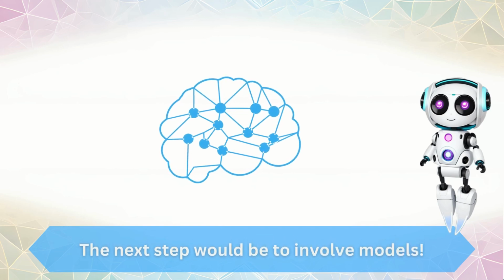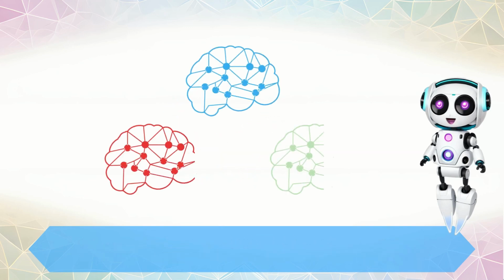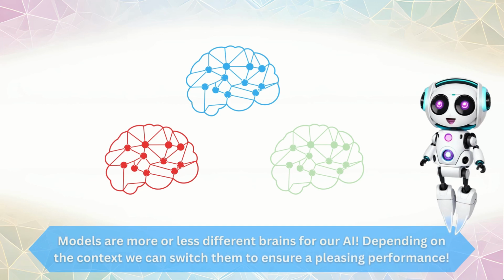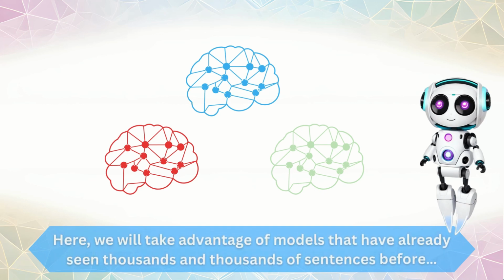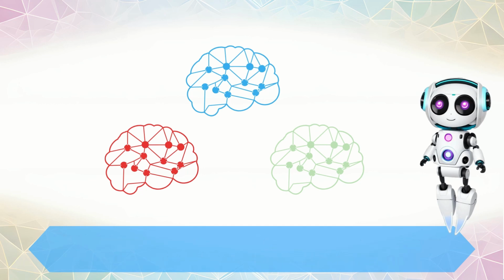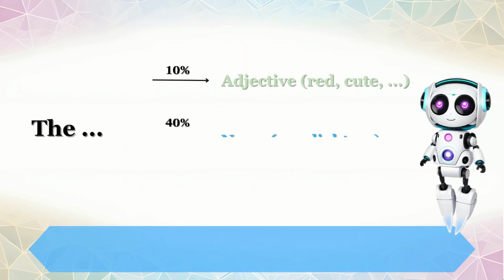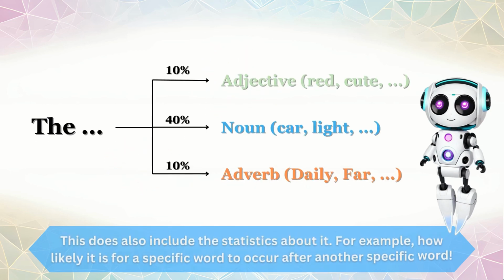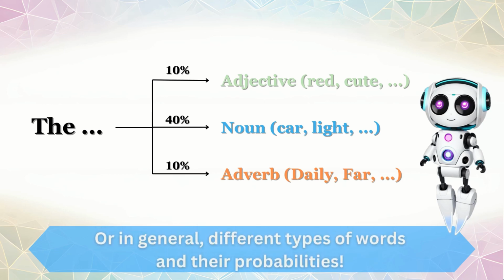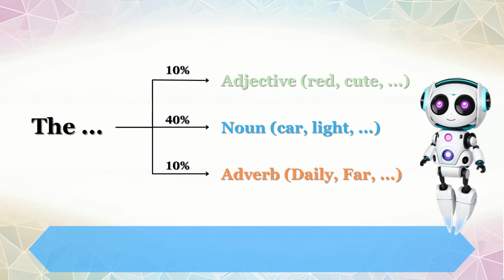The next step would be to involve models. Models are more or less different brains for our AI. Depending on the context, we can switch them to ensure a pleasing performance. Here, we will take advantage of models that have already seen thousands and thousands of sentences before, and thus have a fundamental understanding of the language. This does also include the statistics about it. For example, how likely it is for a specific word to occur after another specific word. Or in general, different types of words and their probabilities.